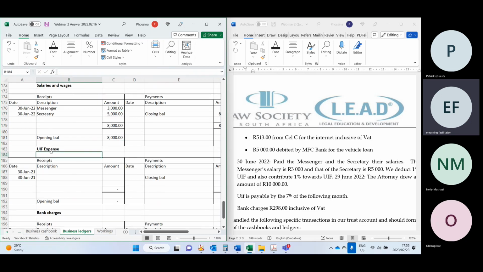And then on our UIF expense, we record the 1% that we said is the employer's contribution. So for the messenger, the employer's contribution, which is 3,000 times 1%.